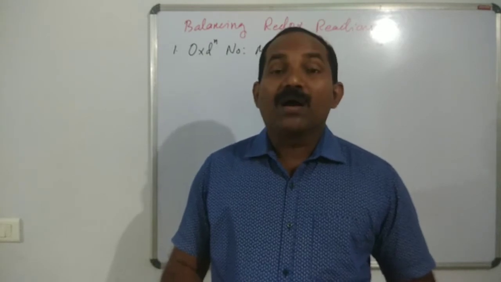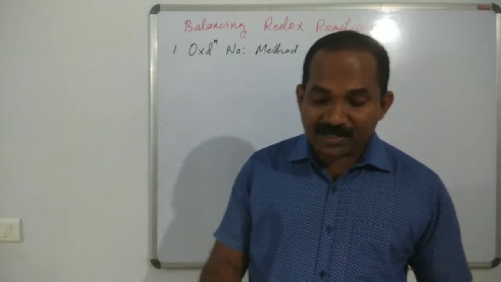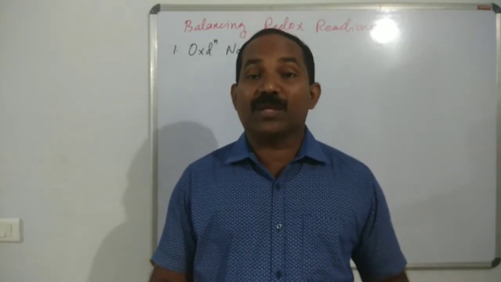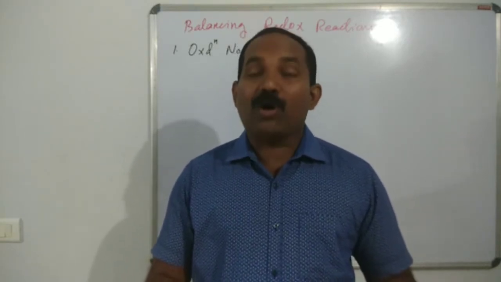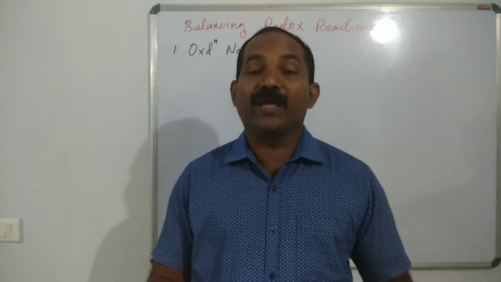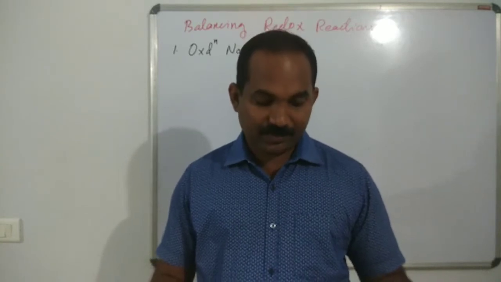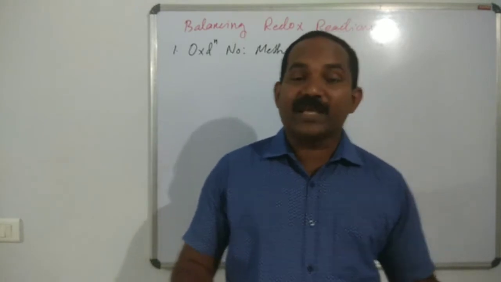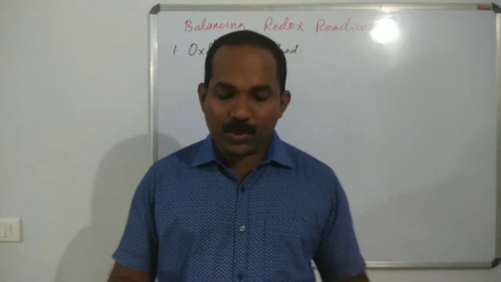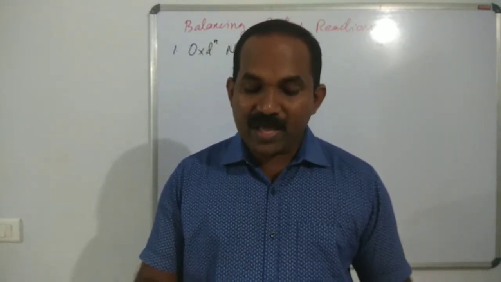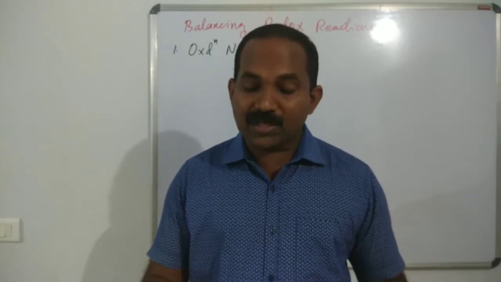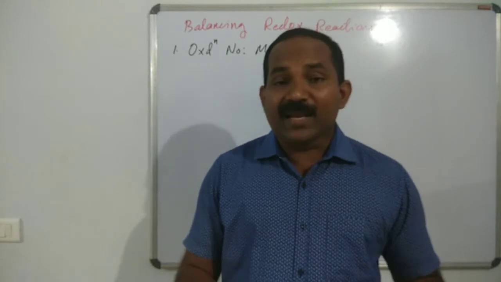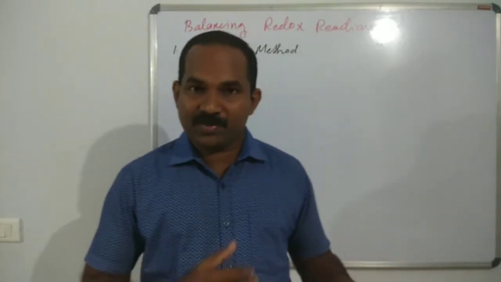Okay, the question is: balance the equation Cu(s) + HNO3(aq) gives Cu2+ + NO2(g). Okay, this is the question. Once again I read the question. Balance the equation Cu(s) + HNO3(aq) gives Cu2+ + NO2(g). Let's discuss step by step.